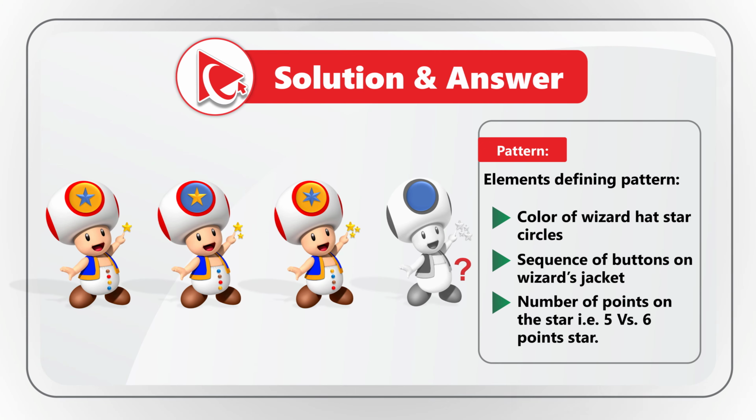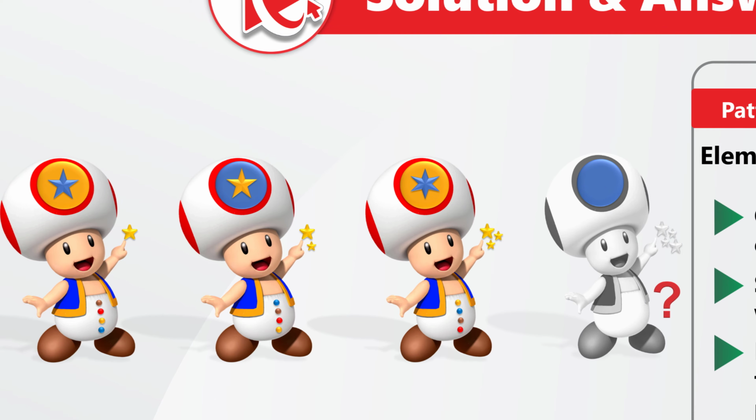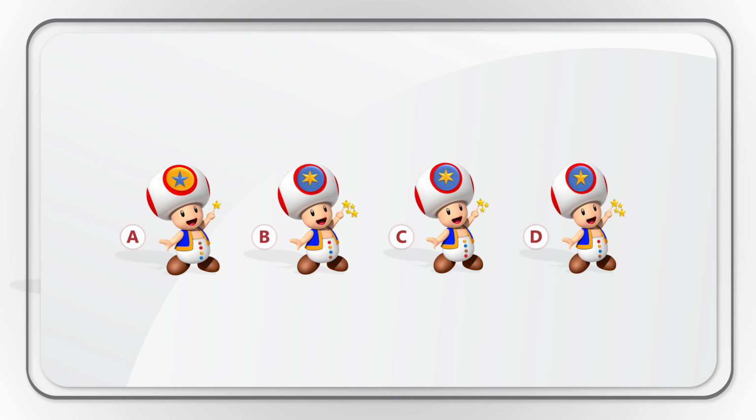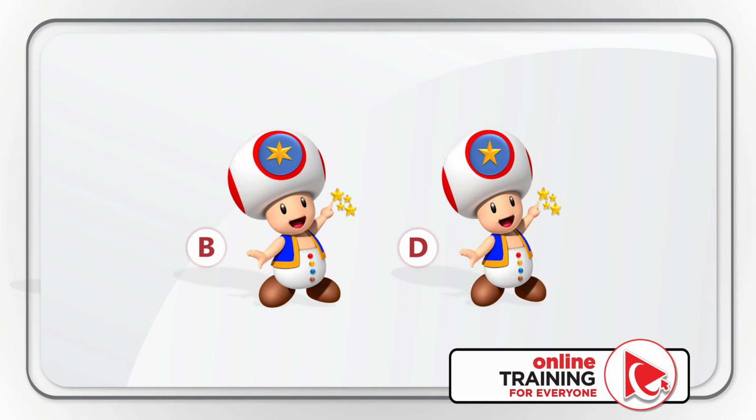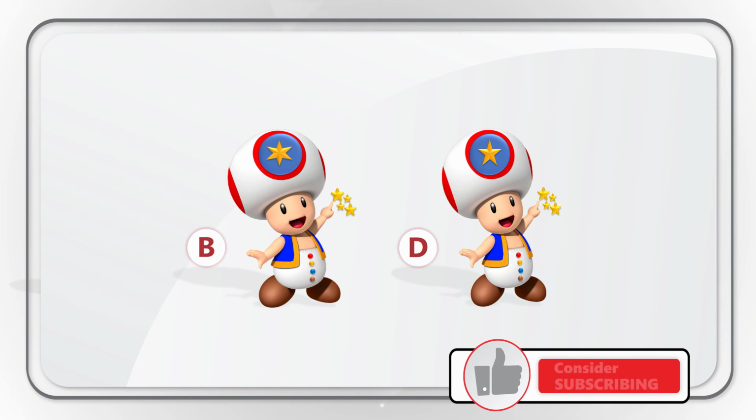The next pattern-defining element is the sequence of buttons on the wizard's jacket. Let's try to follow the yellow button. For the first wizard, it's in position number 3. In the second wizard, the button moves to position number 4. Then it restarts the circle, and in the third wizard, it's in position number 1, which means that the next position for the button should be position number 2. What's interesting, if we look at the possible answers, both choices B and D so far match our criteria.